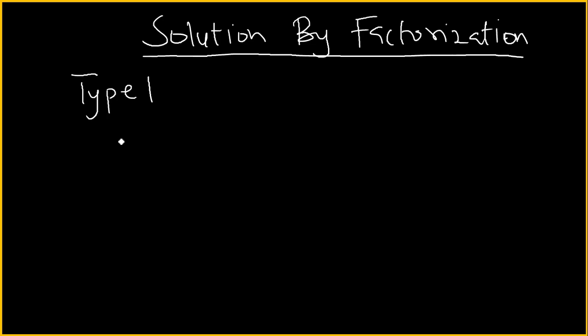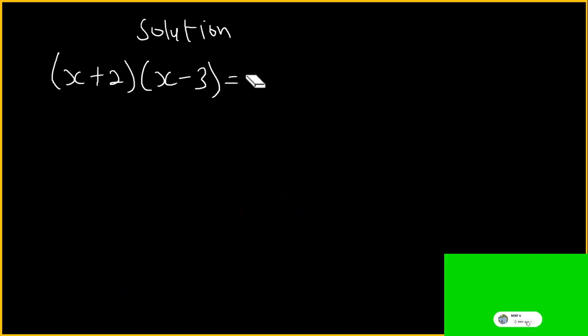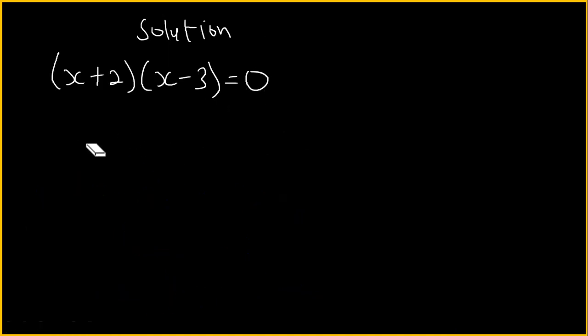Solve the following equations. Alright, now let's start with the first one, which is in the first bracket, x plus 2 multiplying the bracket x minus 3 equals 0. Alright, when the question is given to you in separate brackets, how do you solve it?